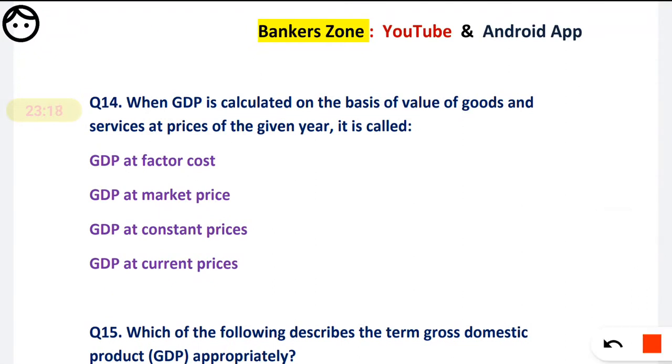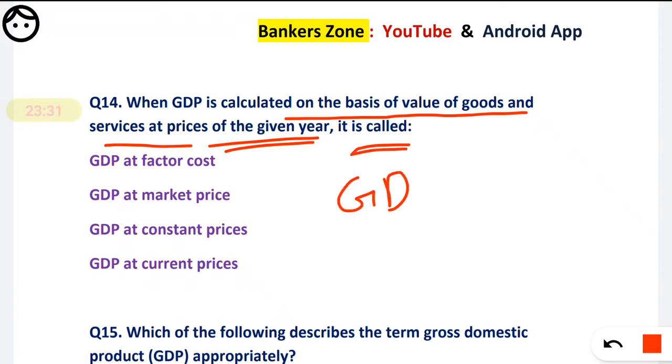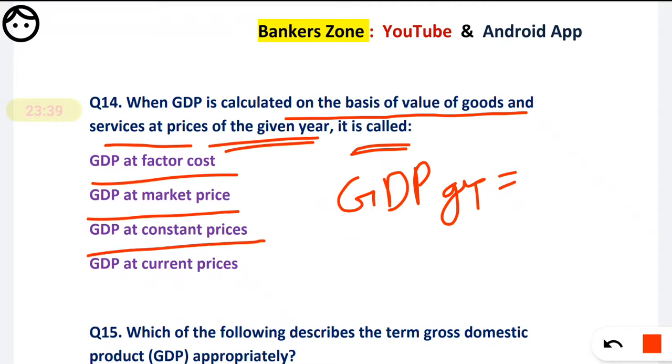When GDP is calculated on the basis of the value of goods and services at the price of the given year, it is called as. So basically they are asking about GDP at a given year. So it is very easy. First option factor cost, GDP at a market price, GDP at a constant price, GDP at a current price.